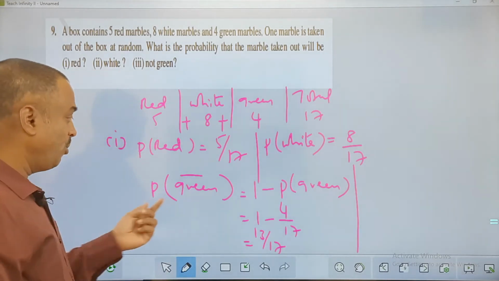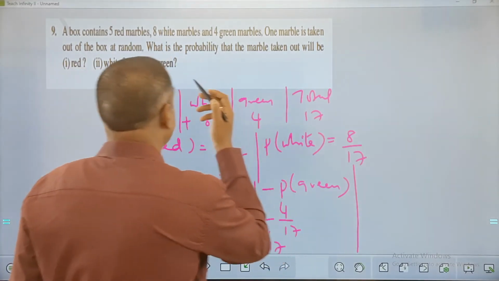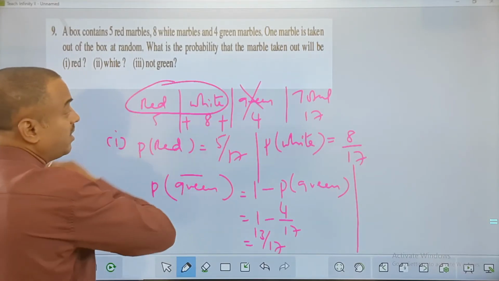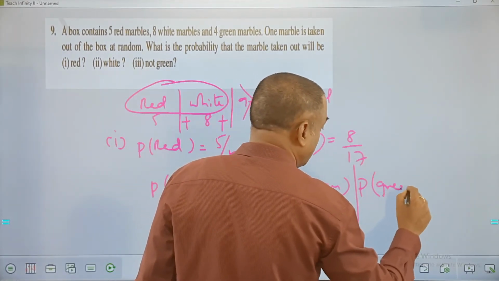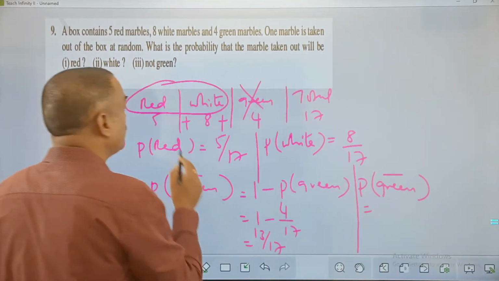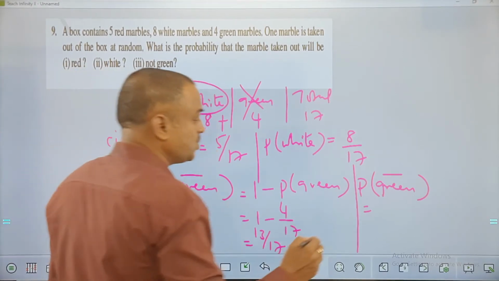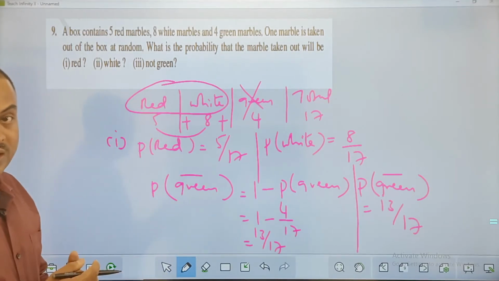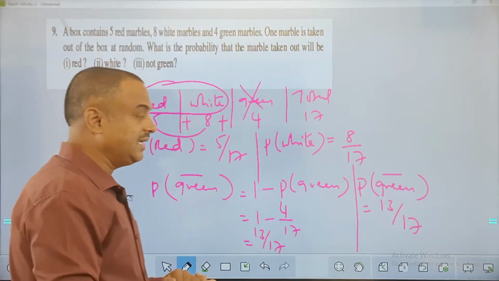This is one method for the probability of not getting a green. Or else, if it is not a green color, then it should be red or white. So you can directly find it: not green means it should be red or white. How many red and white together do we have? Total 5 plus 8, which is 13. So 13 out of 17 is what we have. So not green means it should be either red or white, and we can take that as the answer.